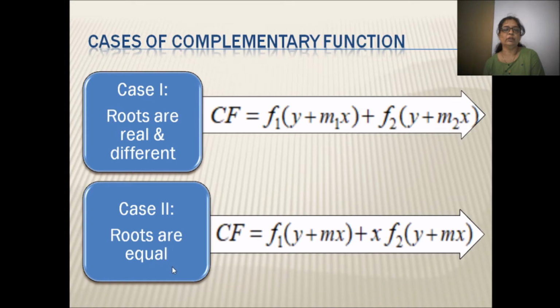Case 2 is for roots that are equal. Therefore, we write down here CF equal to f1(y plus mx) plus x into f2(y plus mx), where m means the root. Here this x is repeated. We write down x for the repeated root.